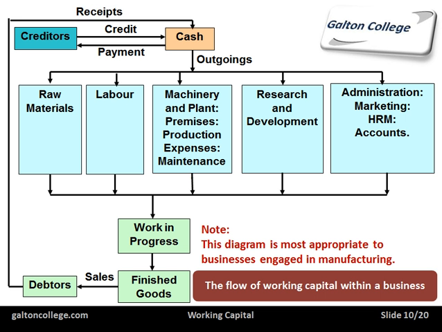The debtors, when they do pay, that cash flows back into the bank as a form of receipts. So you can see this diagram has become a little bit more sophisticated. Now we can continue to make it more complex, and we'd have to obviously relate the diagram to a specific business, but the essence of the management of working capital is in the diagram in front of us.